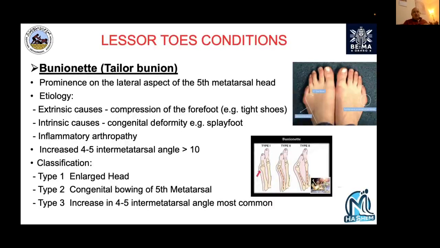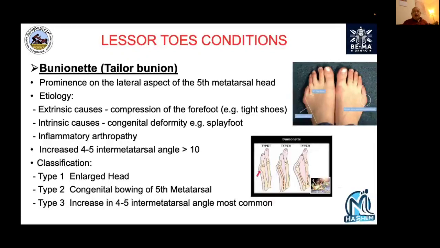So we have now already spoken about all the conditions of the hallux: hallux valgus, hallux varus, and hallux rigidus, and these are the most common conditions of the hallux. We'll shift now to speak about the lesser toe conditions. With the lesser toe conditions, you need to be very careful. They are not that uncommon. They are common, but the good thing is that the patient responds well to non-operative treatment.